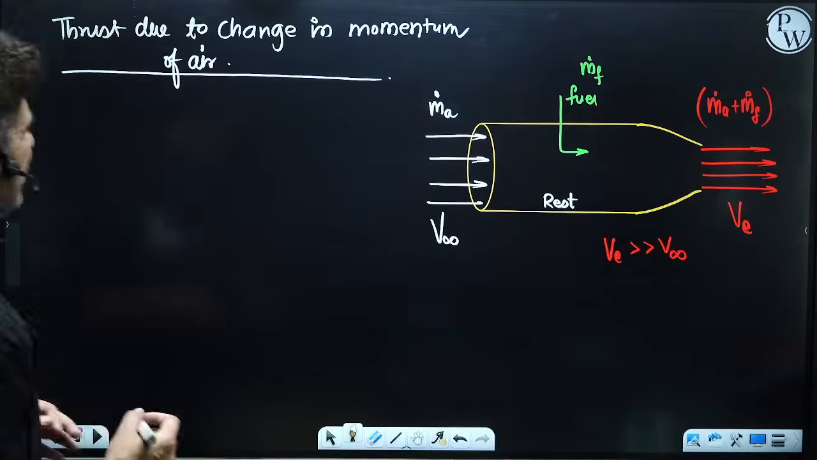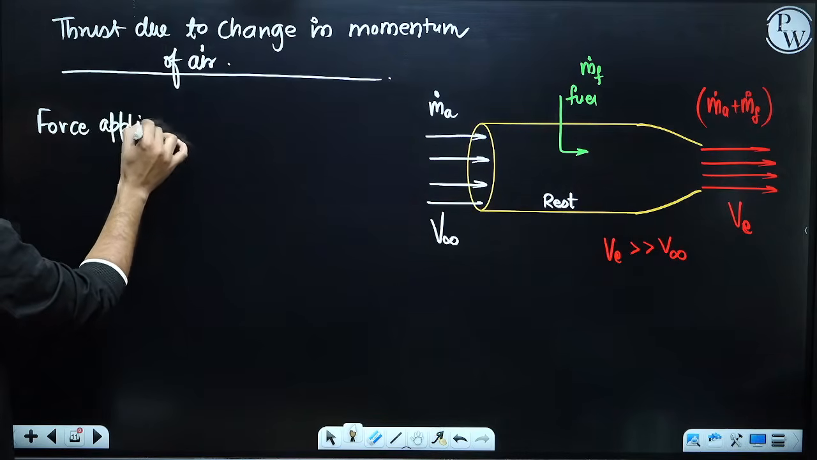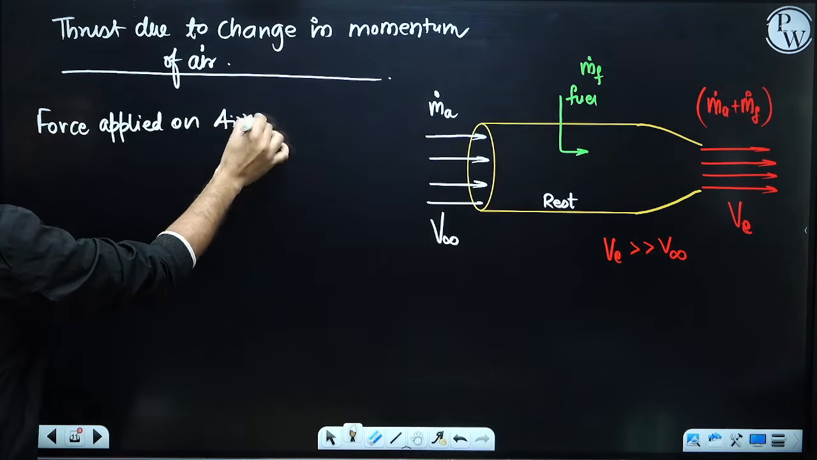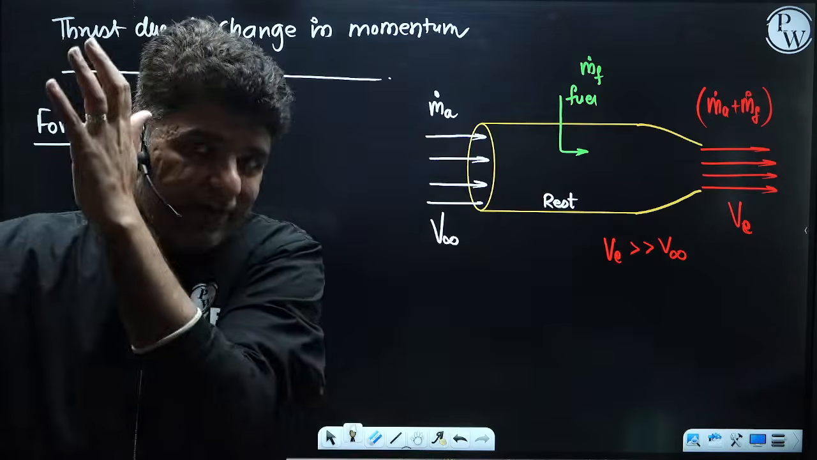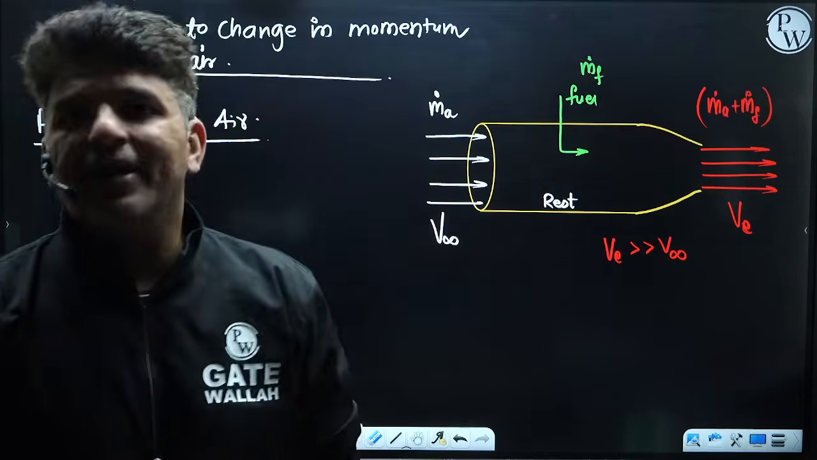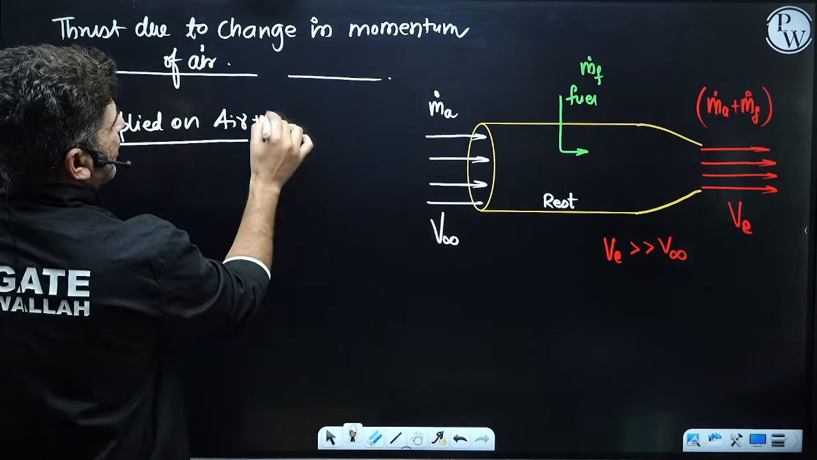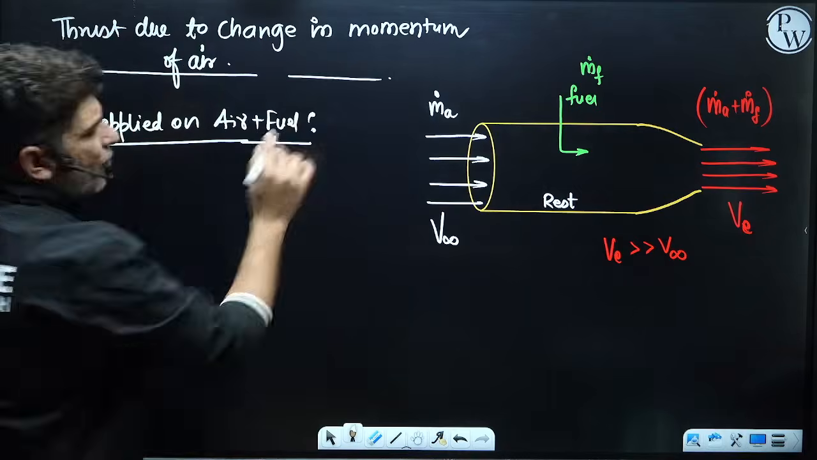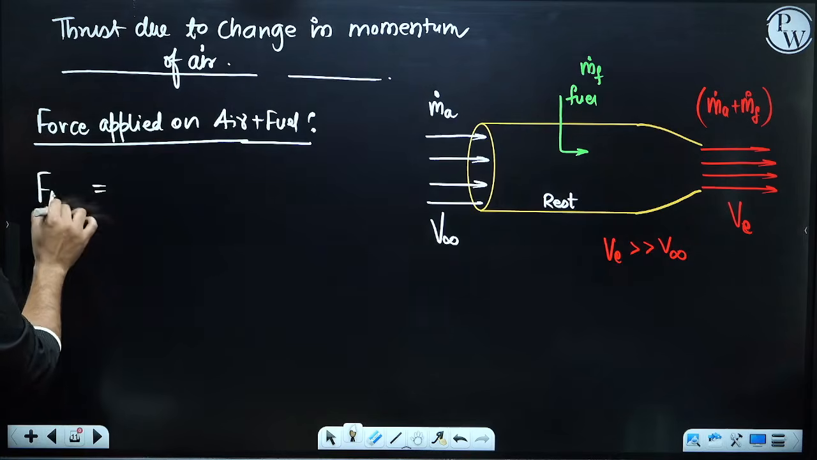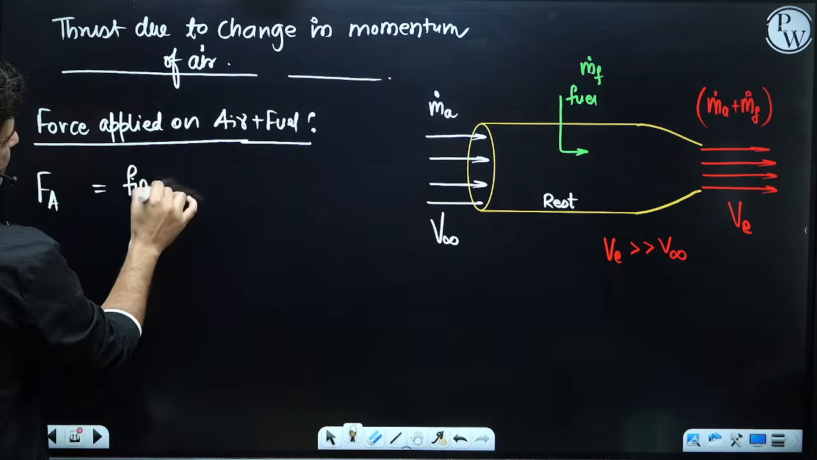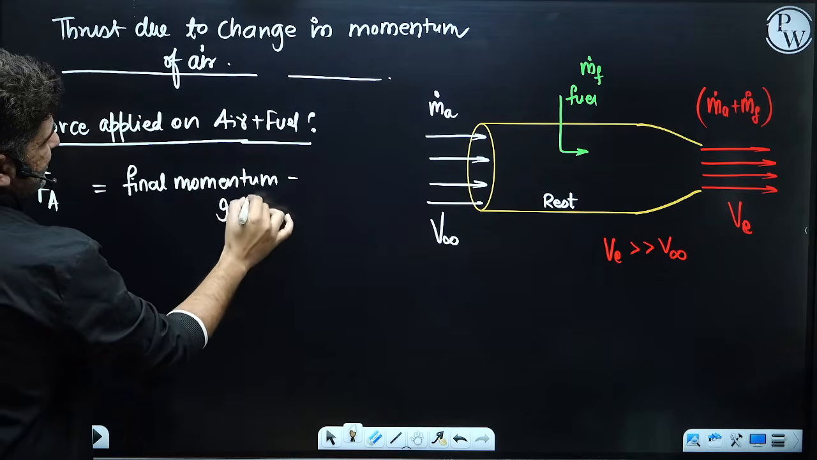So what is the force applied on air? Can I say it is the final momentum of the air which is going out minus the initial momentum of the air which is coming in? Or you can write the force applied on air plus fuel, since both of these are moving together. So the force applied on air plus fuel will be equal to the final momentum minus initial momentum. Is it clear?